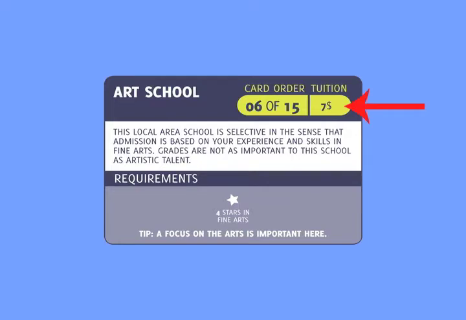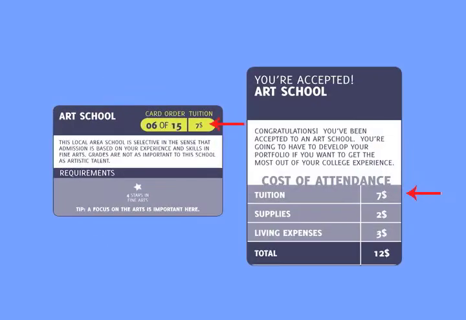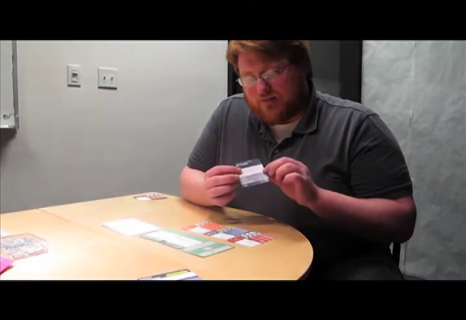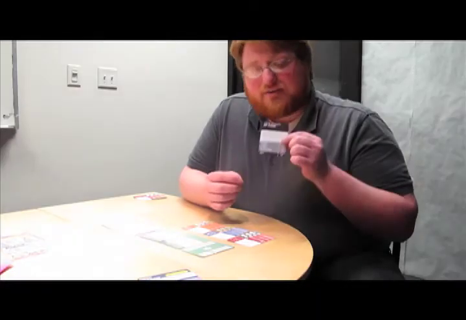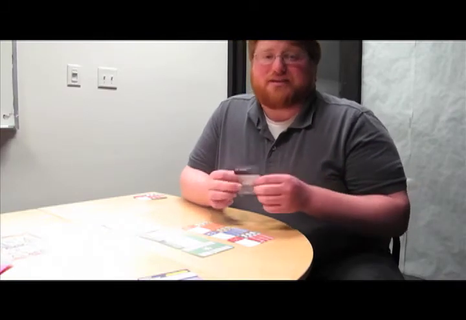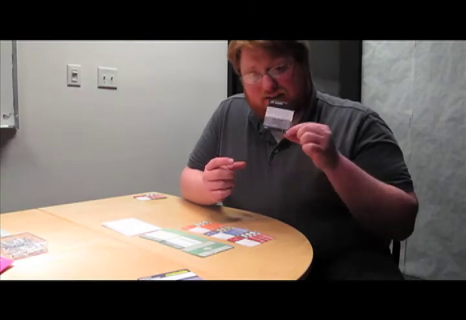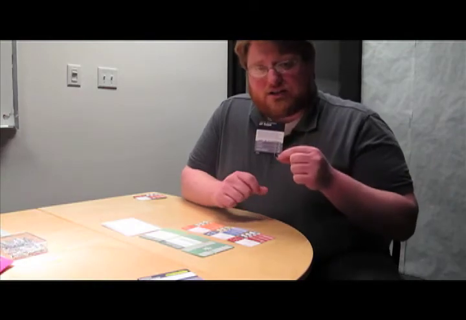It says 7. And that's the same as the tuition here. But once you get the acceptance card, you add in the additional costs, and you get the total. And so the total, 12, is what I have to pay to go to this school. Now I don't have to pay that right now because I don't have to pay that until I actually attend the school at the end of the game. But by the end of the game, I need to have at least 12 in my college account.